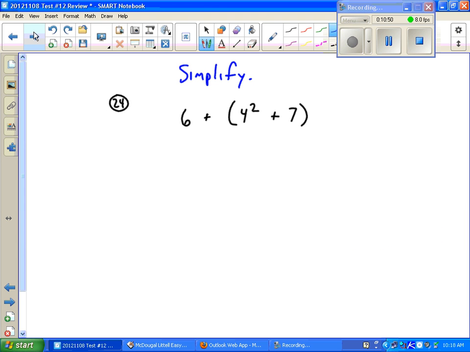Number 24, you need to simplify 6 plus 4 times (4 squared plus 7). Do the inside parentheses first, and then you do your order of operations inside your parentheses as well. So 4 squared would be 4 times 4, which is 16, plus 7. And then do the inside parentheses again. 16 plus 7 is 23, plus 6. And when you put those two together, you get 29.